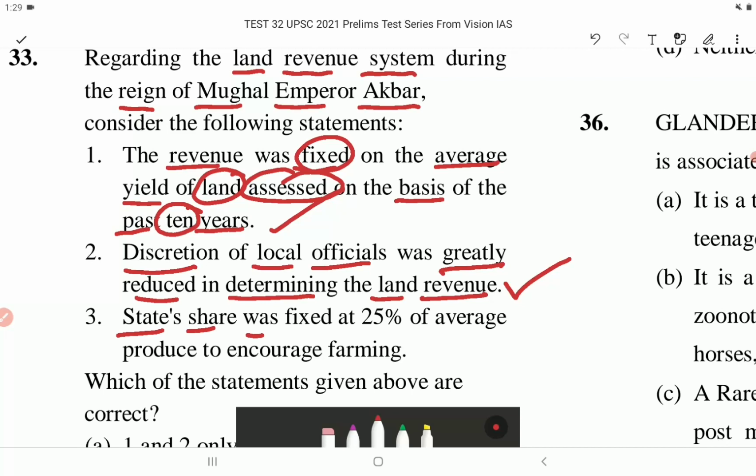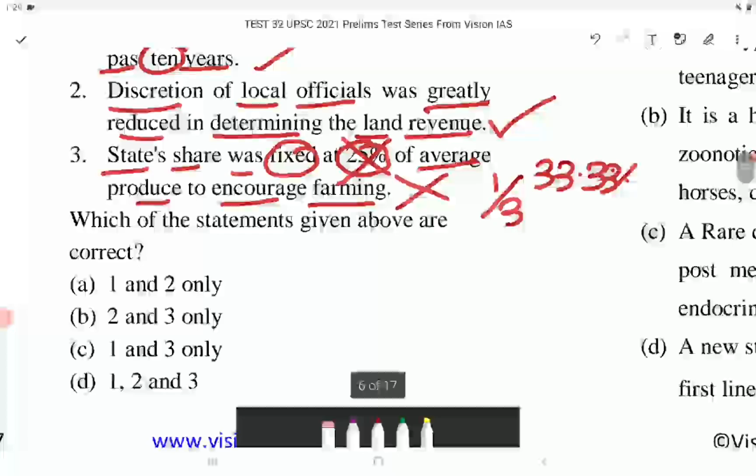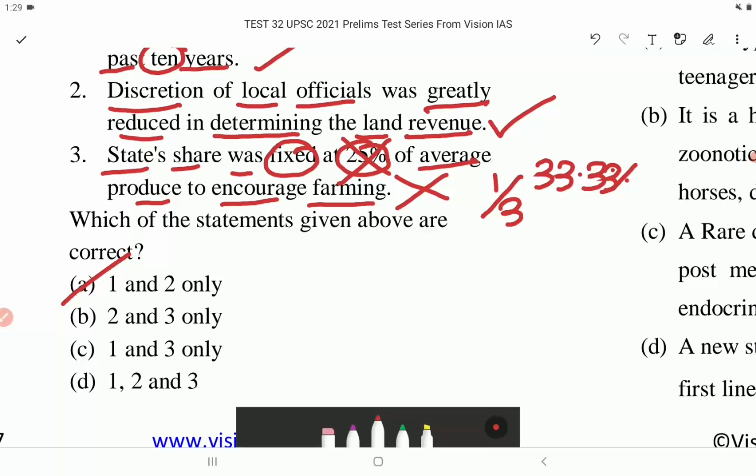Statement 3. State's share was fixed at 25% of average produce to encourage farming. This is incorrect. It is not 25%. It is 1/3 of the average produce, that is 33.33% of the average produce, which was the state's minimum share. So statement 3 is incorrect. Which of the statements given above are correct? The correct answer is option A, that is 1 and 2 only.